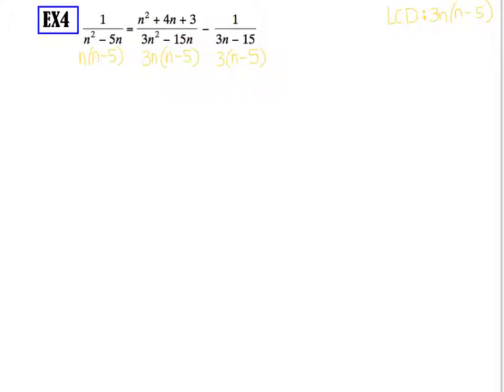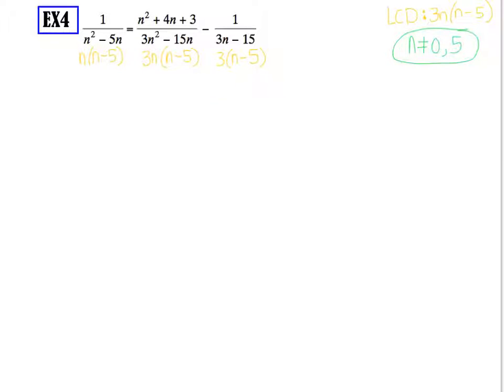So go ahead and pause the video and tell me what values n can not be. So the restrictions on the domain are that n cannot be 0 and n cannot be 5. Because the denominator cannot equal 0, so 3n cannot be 0, and n minus 5 cannot be 0. So the values that would make those zeros would be 0 and 5.